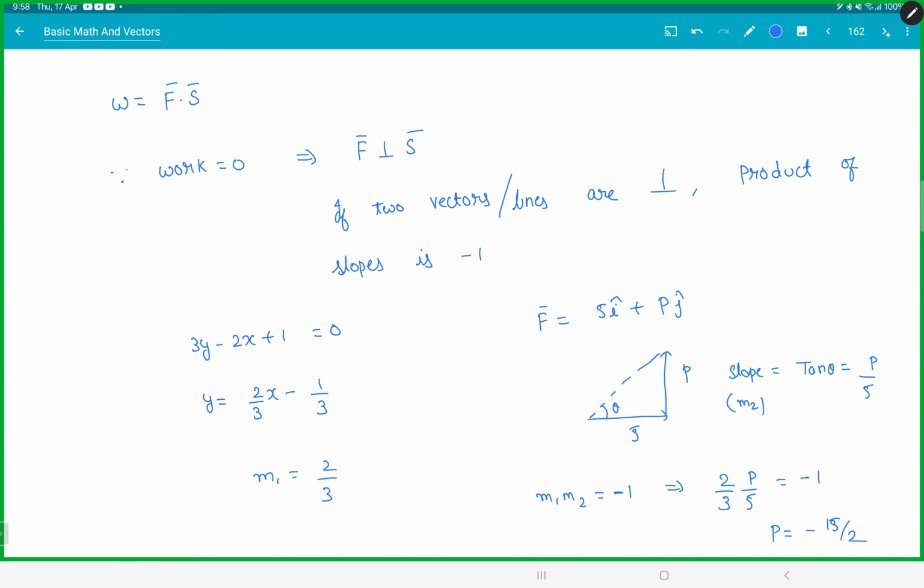Is this making sense, everyone? So for a vector, the slope is simply y by x coordinate. For a line, the slope is m in y is equal to mx plus c. And if these two are perpendicular, the product of the slopes is -1. Do have a look at the steps. Any doubts on this? Clear, everyone? Next one.